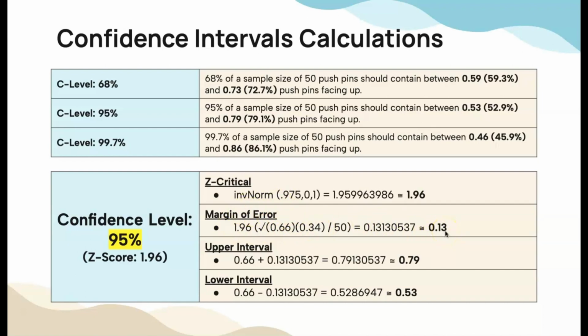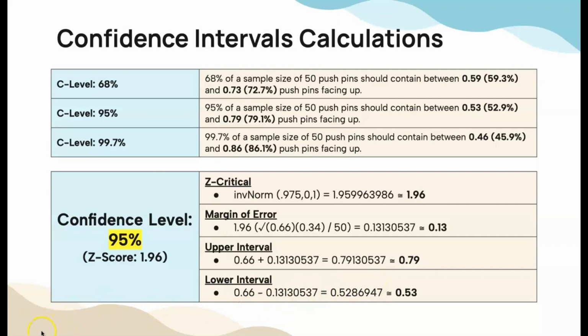However, in order to have more accurate data, we decided to use the full length of the value and add it and subtract it to find our upper and lower interval. For our upper interval, we were given approximately 0.79. For our lower interval, we were given 0.53.